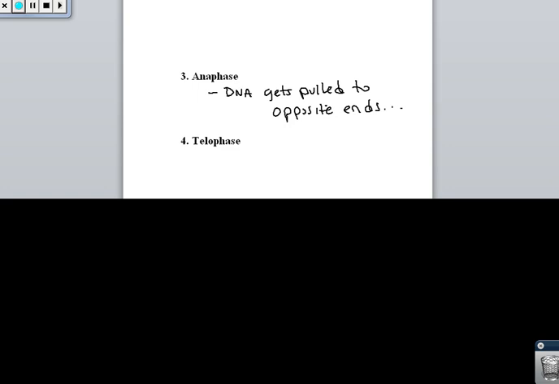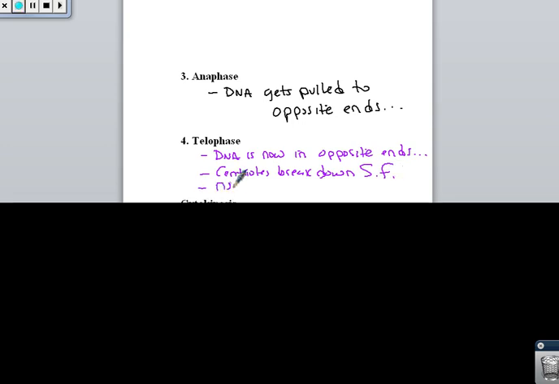Then we have telophase. What happens in telophase is the DNA is now at opposite ends of the cell. The centrioles break down the spindle fibers, I'll say SF, and then the nuclear envelope reforms. Okay, it kind of looks like this.